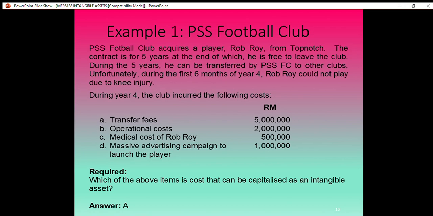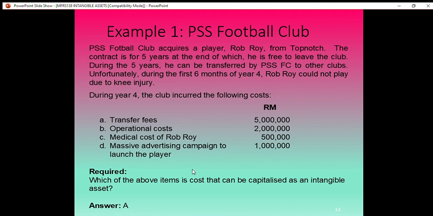This example is about a football player who was acquired by PSS Football Club from another football club, known as Top Notch. The question is, since we're talking about a football player, what is intangible about a football player? As we all know, a football player is an individual, a person, so it must have a physical form. So what is intangible about this football player? Yes, the intangible is the skill of the football player.